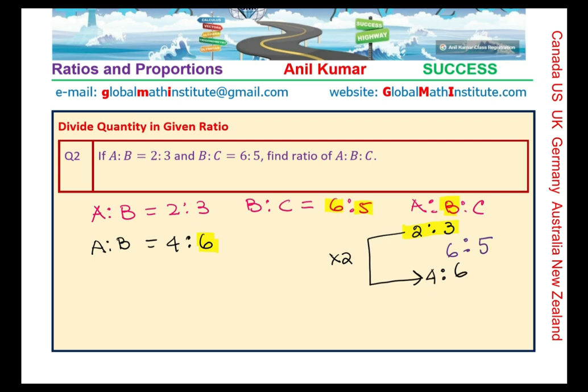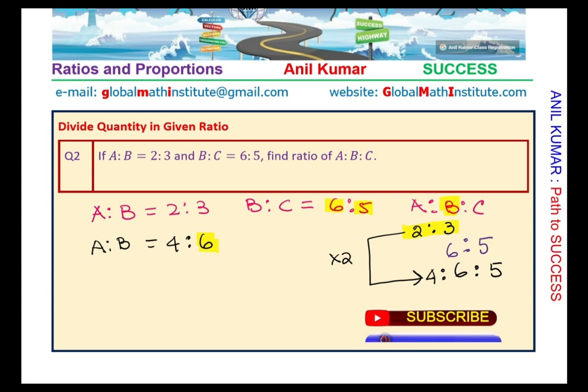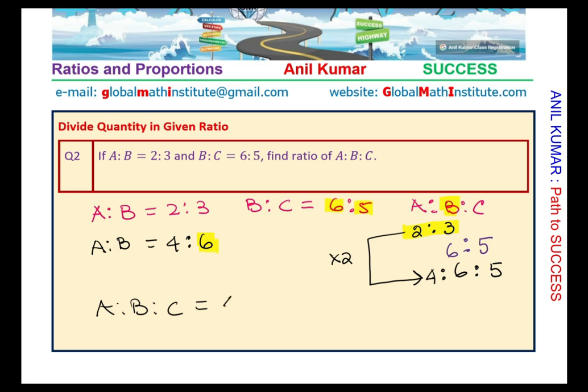And now we can correlate. See, both B's are 6, right? So we can get the ratio as 4 is to 6 is to 5. Is that clear to you? So that is the neat strategy to relate three ratios when two of them are given, right? As shown here. So the answer is A is to B is to C is equal to 4 is to 6 is to 5. Perfect.